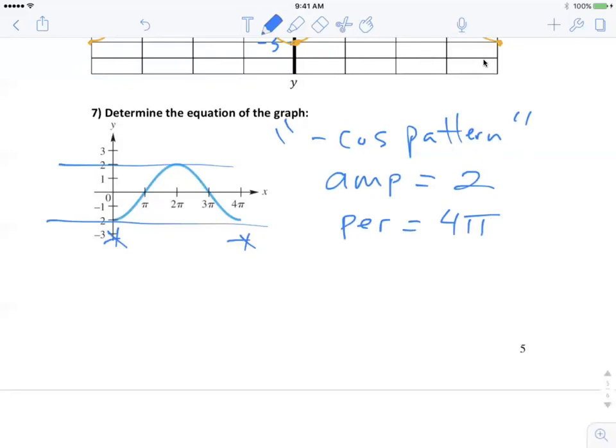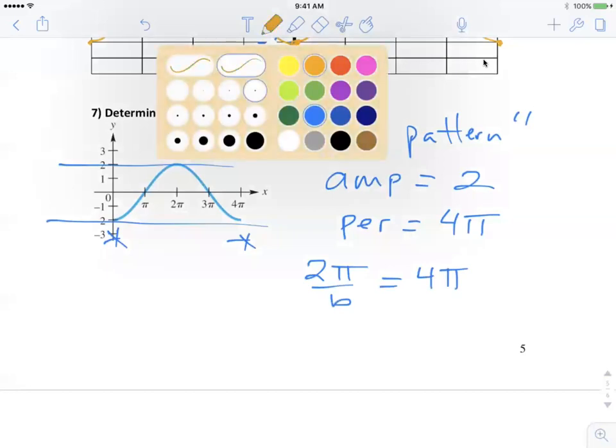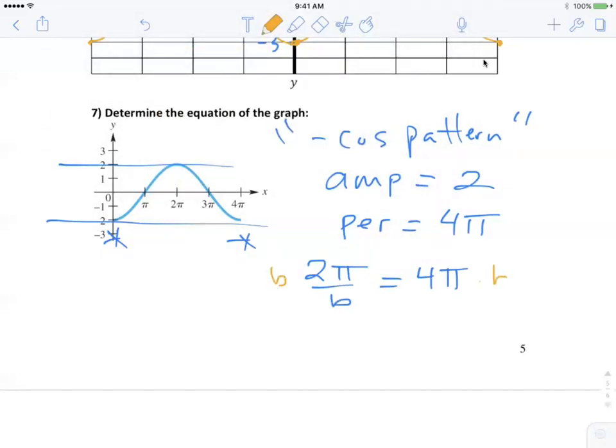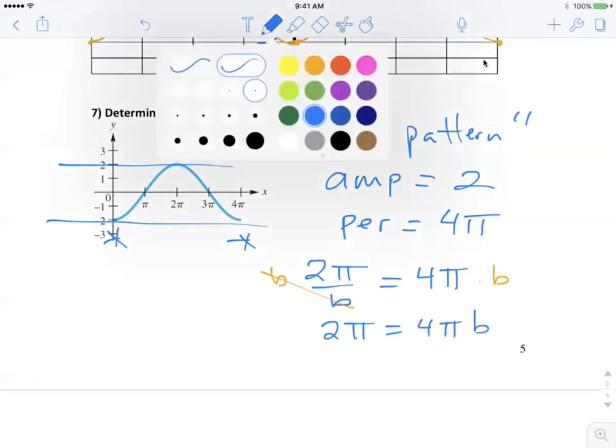Now the period, though, does not appear in the equation. I need to figure out what b equals for the equation, right? So remember the formula for period, it's 2 pi over b. So 2 pi over b should equal 4 pi. So what does b have to be so that this equals 4 pi? I can just do a little algebra, multiply both sides by b, right? And then I've got 2 pi equals 4 pi b. And then finally divide both sides by 4 pi.